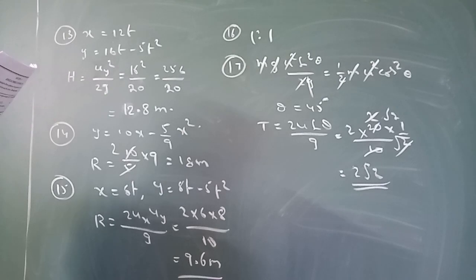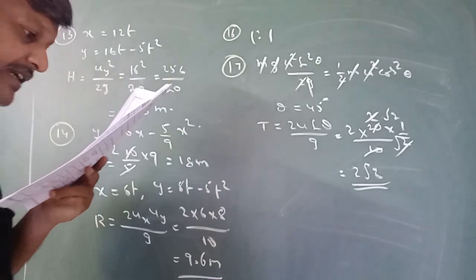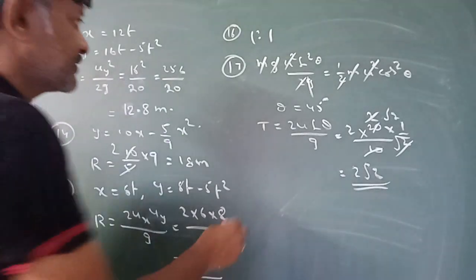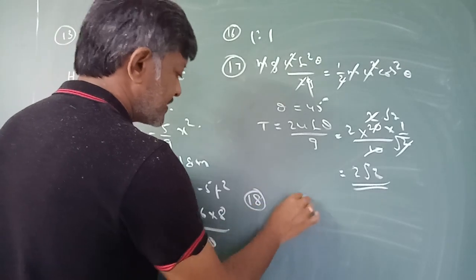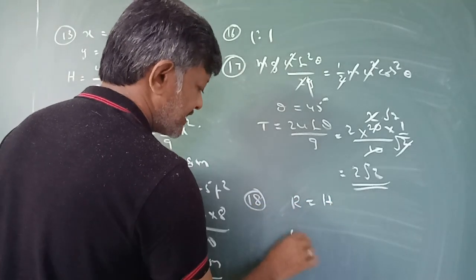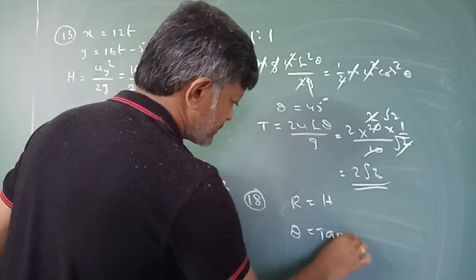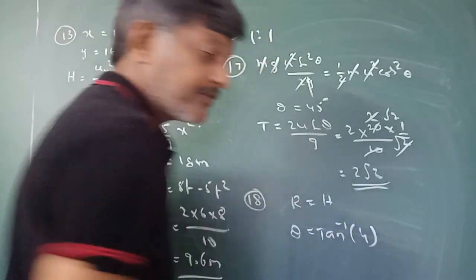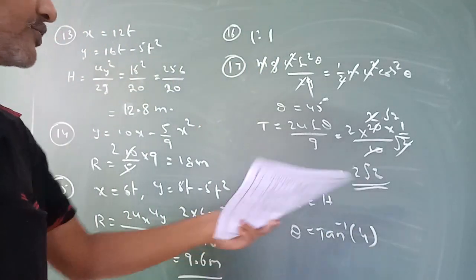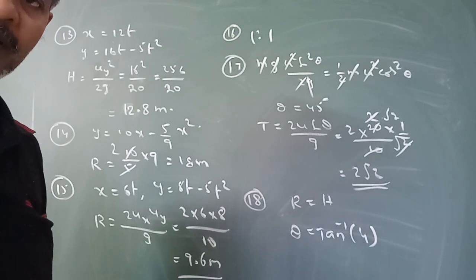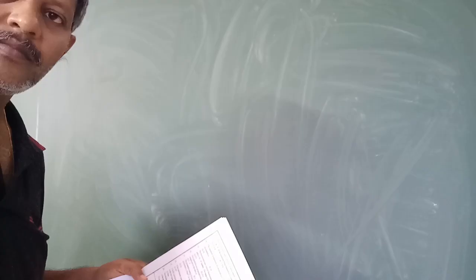Next, maximum vertical height and horizontal range are the same. For the angle of projection, by equating the range formula and the H formula, you will get theta is equal to tan inverse 4. By equating these two formulas, you will get the answer tan inverse 4.